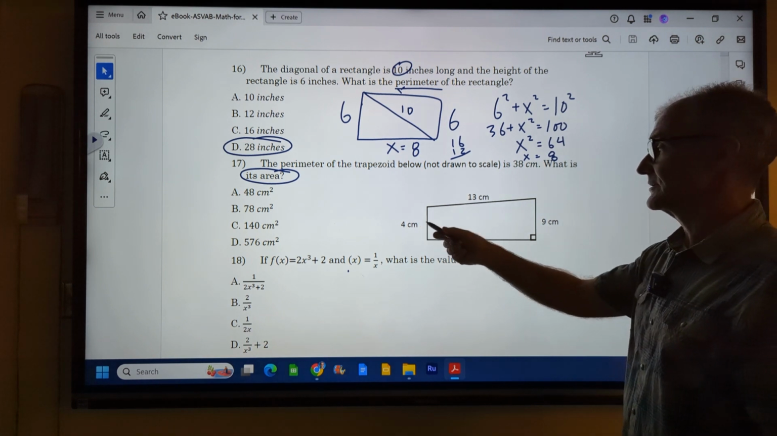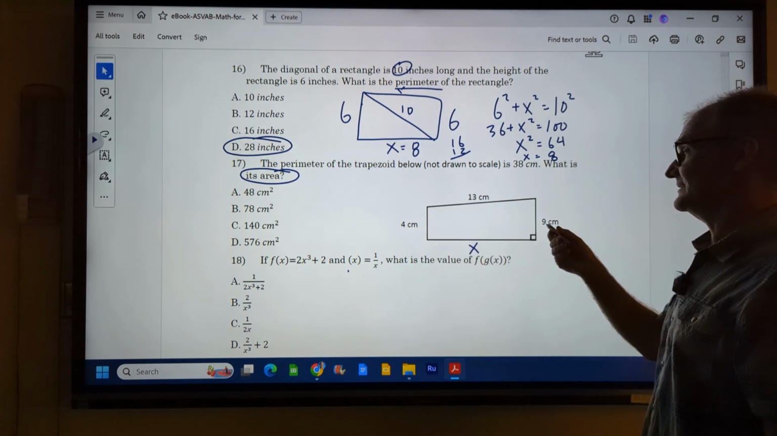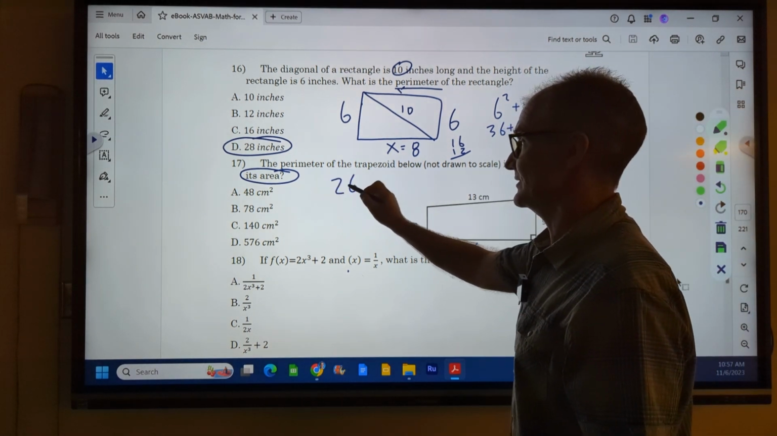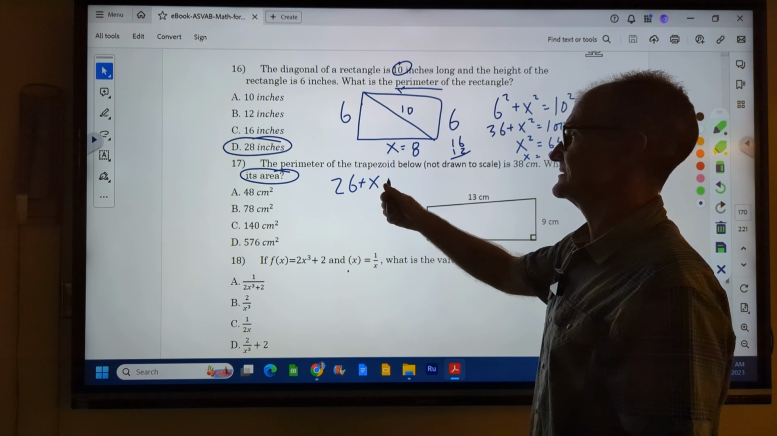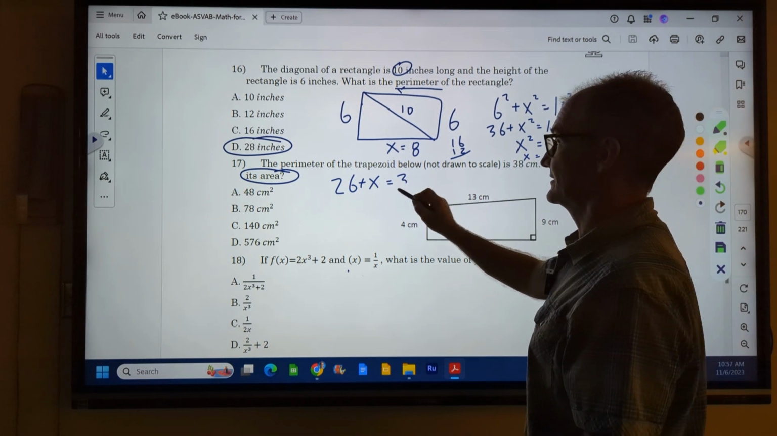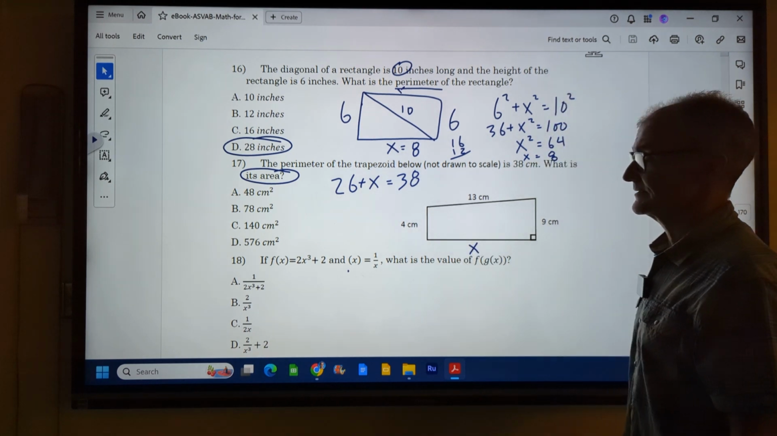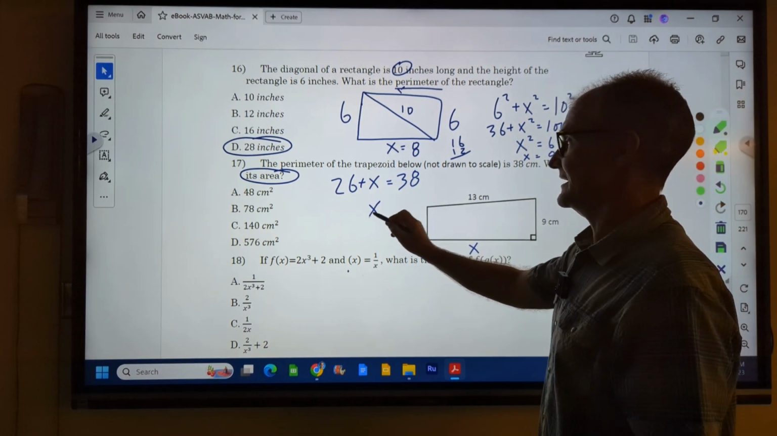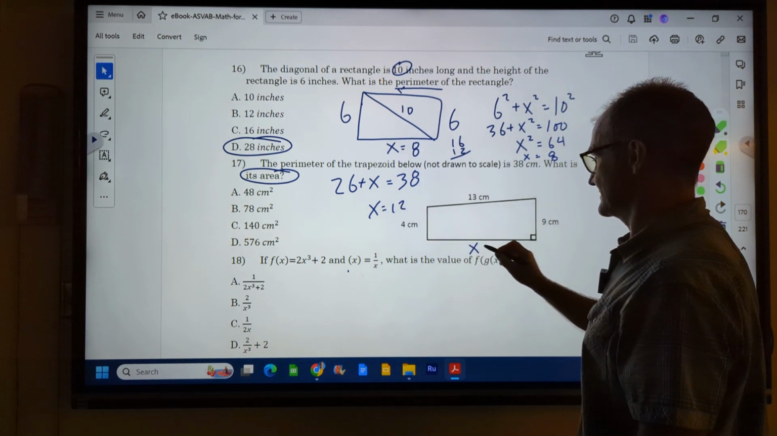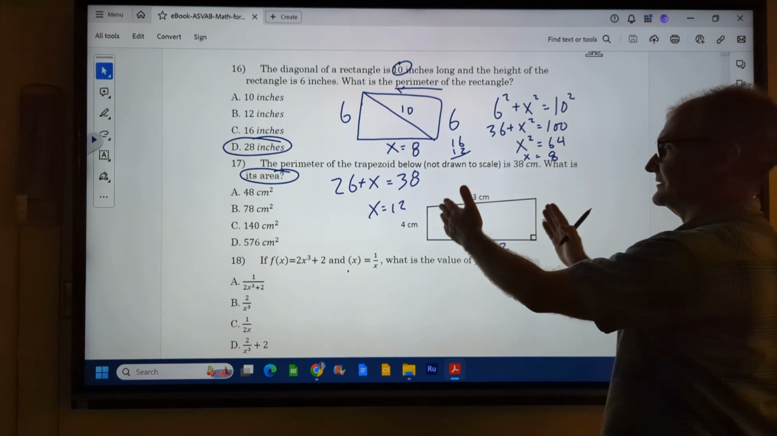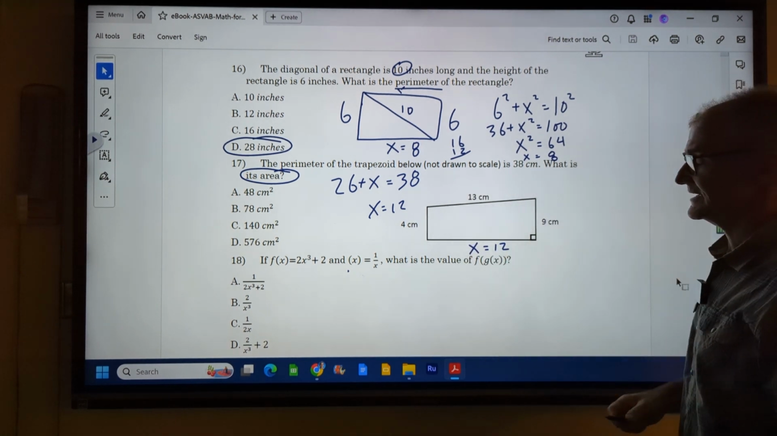So 4 plus 9 is 13. 13 and 13 is 26. 26 and that fourth side is equal to the perimeter 38, right? Subtract 26 from both sides and x is equal to 12. So now I have all my sides. These are parallel sides, these are non-parallel sides.